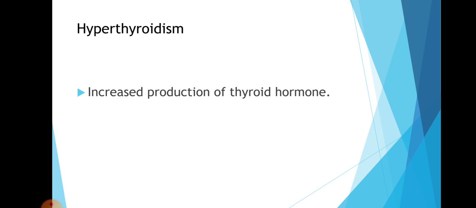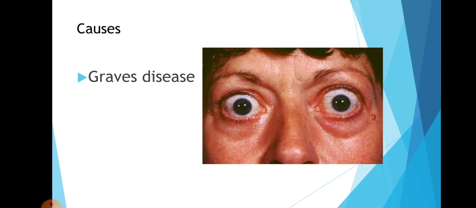So now let's move to hyperthyroidism. From this term we can understand what is going on. Hyperthyroidism means excess production of thyroid hormone. That means excess synthesis of thyroid hormone is known as hyperthyroidism. So it can be due to several reasons. First cause is Graves' disease.